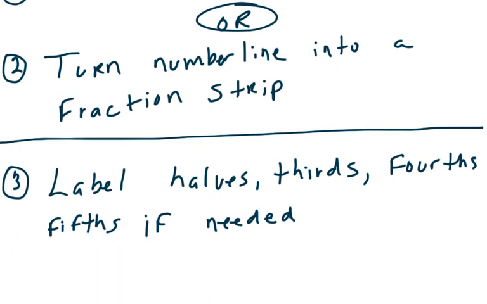Another thing I also do, if my number line is very long, like if it has 10 or 15 tick marks, is label my halves, my thirds, my fourths, or fifths if I need to. If I have a number line that has eighths on it, then I'm going to label my halves and my fourths. If I have a number line that has sixths or ninths on it, then I'm going to label my thirds on there. If I have a number line that's in 10, then I'm going to label my tenths.